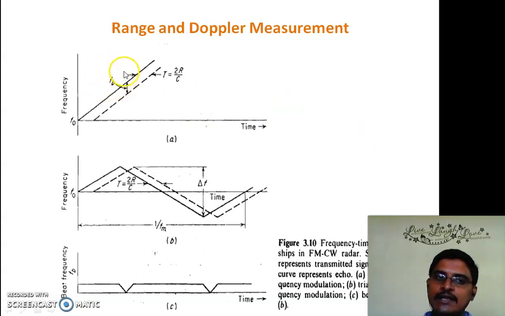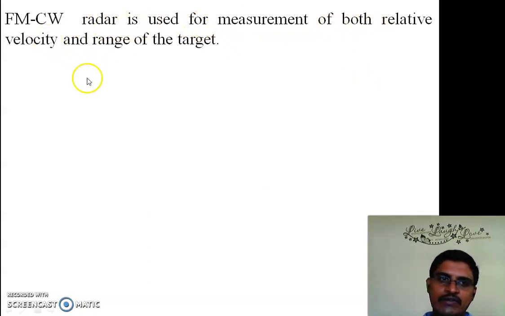The difference in frequency between the two signals is due to range. Therefore, these beat frequencies are also equal to Fr. The FMCW radar is used for the measurement of both relative velocity and range of the target.